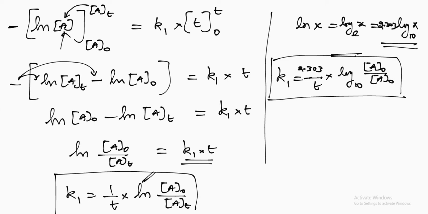A naught is the initial concentration of the reactant. At is the concentration of the reactant at a time t. Is this clear, students? Any doubt? Clear, sir.